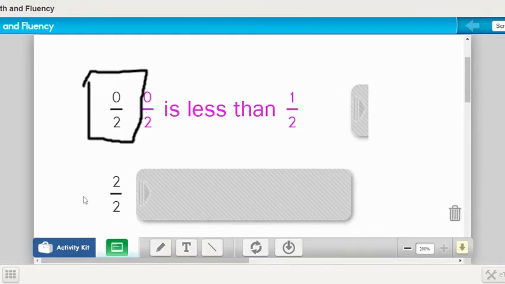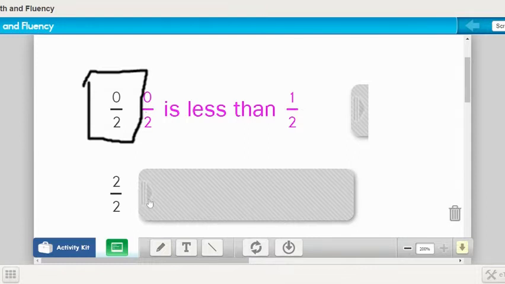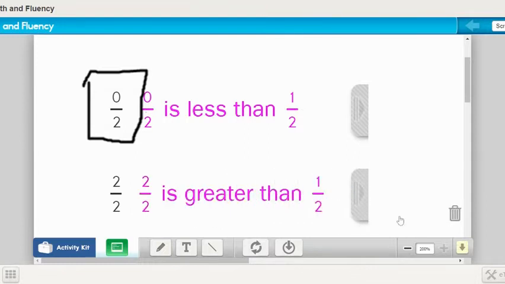Now we have number 2. That is 2 halves. You have 2 halves. Is that thumbs up greater than or thumbs down less than 1/2? Let's check out the correct answer. It should be a thumbs up greater than 1/2. Count up how many you have. Maybe you got 2 correct. Maybe you got 1 correct. Let's keep going. Let's do a total of 6. We've done 2. That means we have 4 more left.